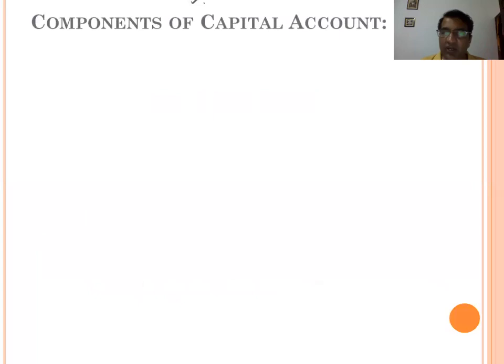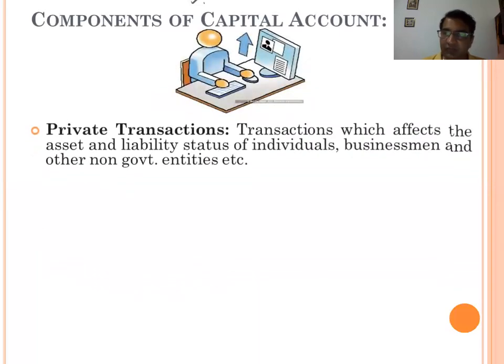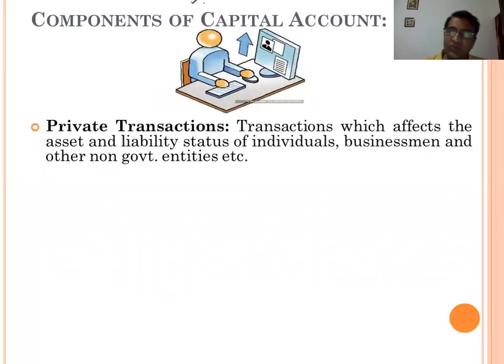Now, components of capital account. Capital account items are those which affect the assets and liabilities of the government or residents of the country. So the first component of capital account is private transactions. Transactions which affect the assets and liability status of individuals, businessmen or other non-government entities are private transactions. It means it is not related to the government.